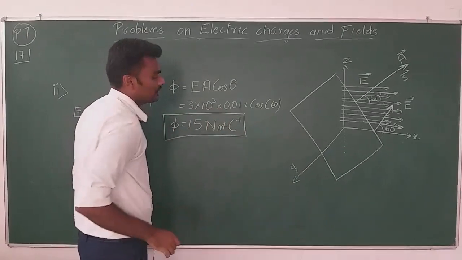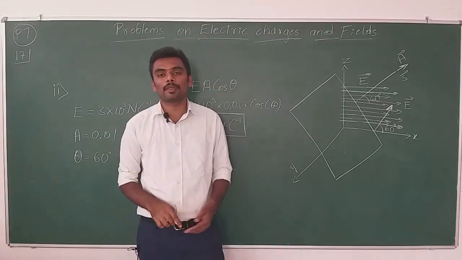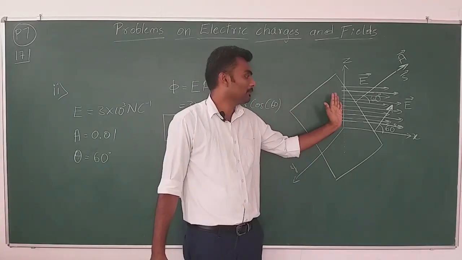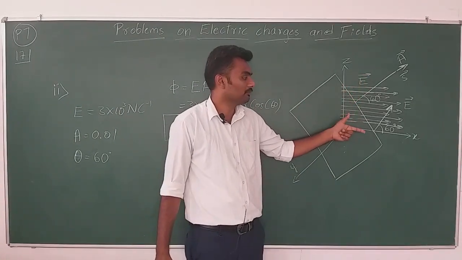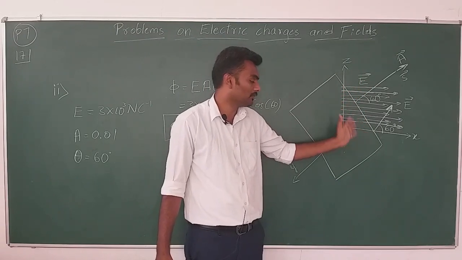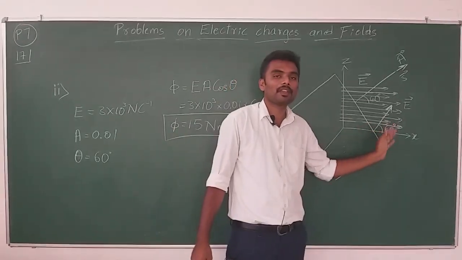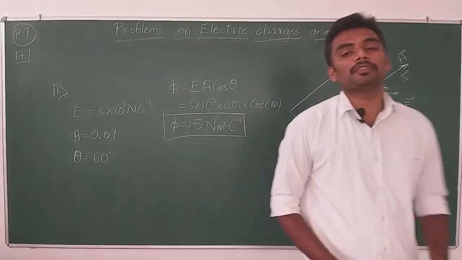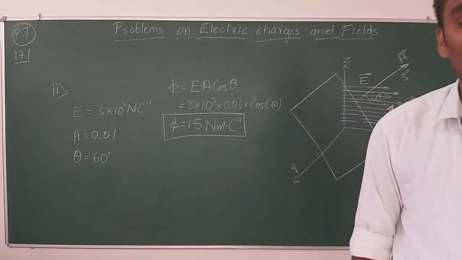So this is the total flux passing through the given plane when the normal of the plane makes 60 degree with the x-axis. So this is the solution for the second part of the question.